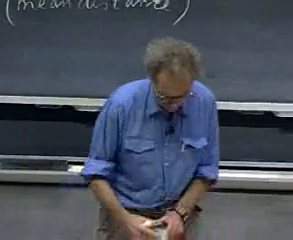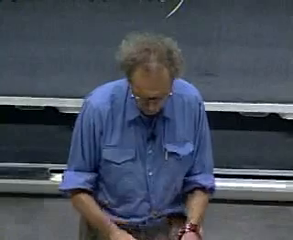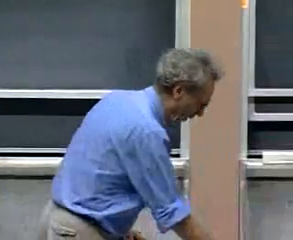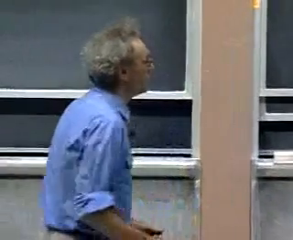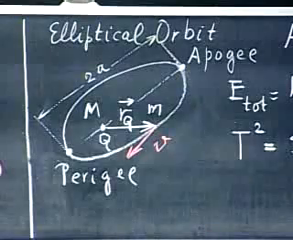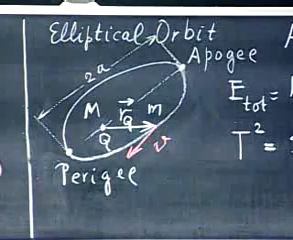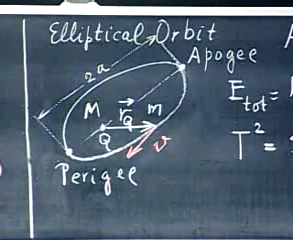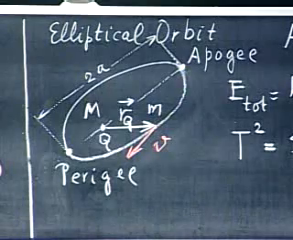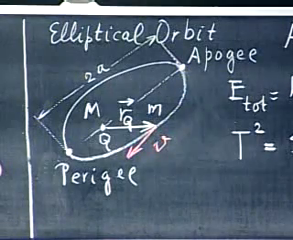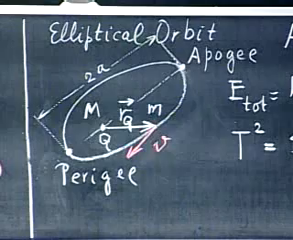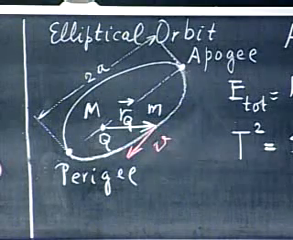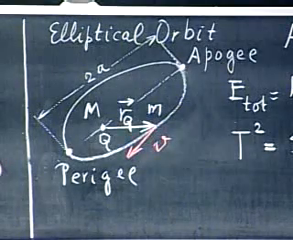So, orbits in general are ellipses. And now I want to review with you what I have there on the blackboard about ellipses. You see an ellipse there. Capital M, could be the Earth, could be the Sun, is at location Q. The ellipse has a semi-major axis a. So the distance P to A, perigee to apogee, is 2a.